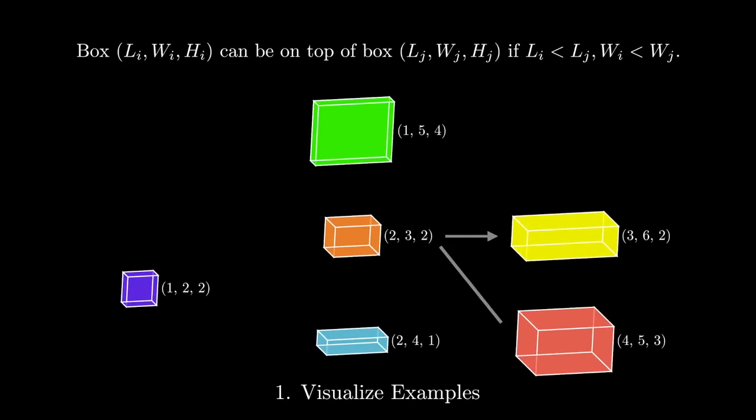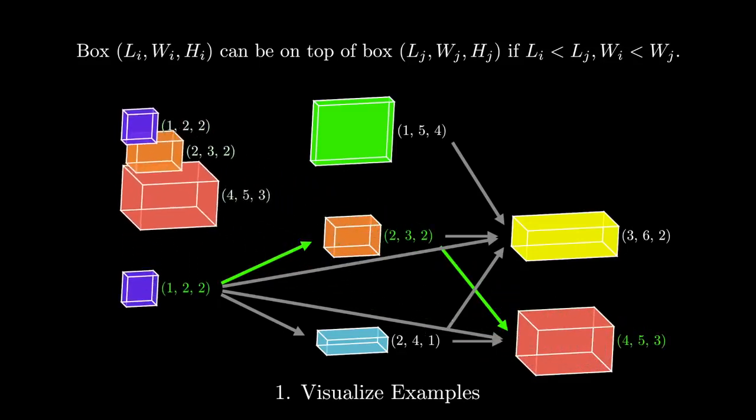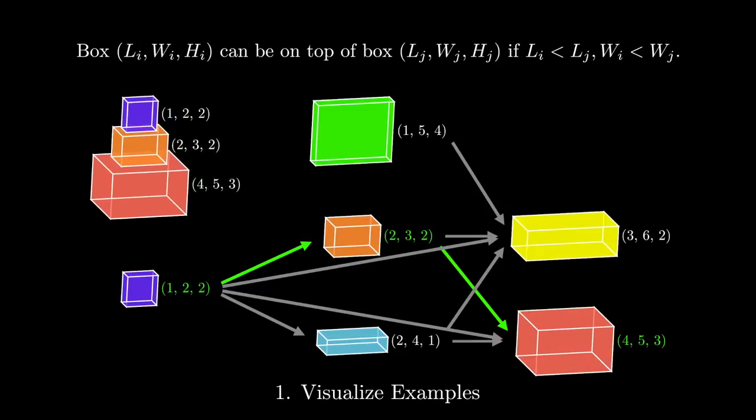Let's connect a directed edge between two boxes if the box on the left can be stacked on top of the box on the right. Here's what the graph ends up looking like if we apply the constraints between all pairs of boxes. Now the nice thing about this representation is paths in this directed acyclic graph have a nice intuitive meaning. Every path in the graph corresponds to a stack of boxes. Now the goal is just to find the path that gives the greatest height.